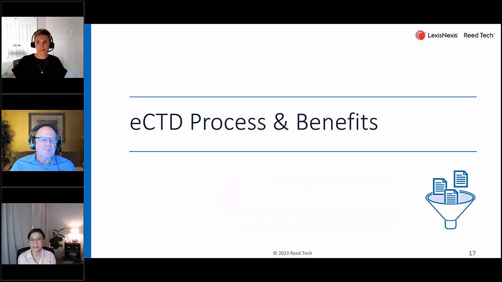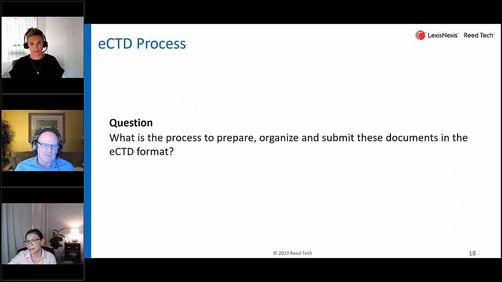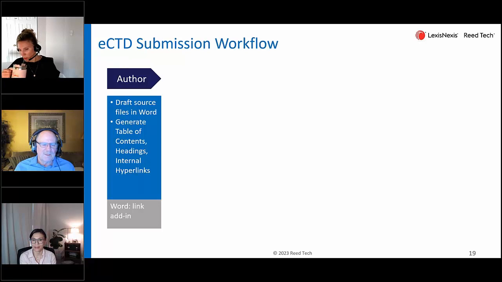The next up is a little bit more of a discussion about the eCTD process and some of the benefits. So there's a huge amount of pages and files involved, not uncommon to be well over 100,000 pages. How does one go about organizing these? And if we can just do a quick review of these steps. It looks like there's a lot of details, but maybe we can get a quick overview.